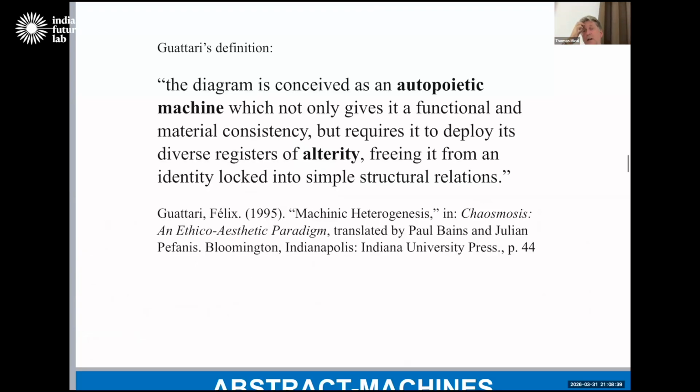Felix Guattari, distinct from Deleuze, defined the diagram. "It's conceived as an autopoietic machine, which not only gives it a functional and material consistency, but requires it to deploy its diverse registers of alterity. This is the diagram, freeing it from an identity locked into simple structural relationships." So this is from his book on chaosmosis, which is actually getting into ego aesthetics.